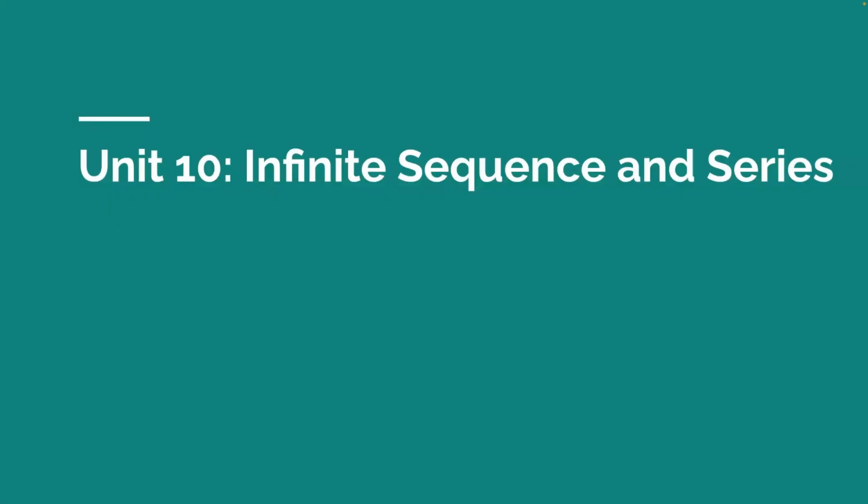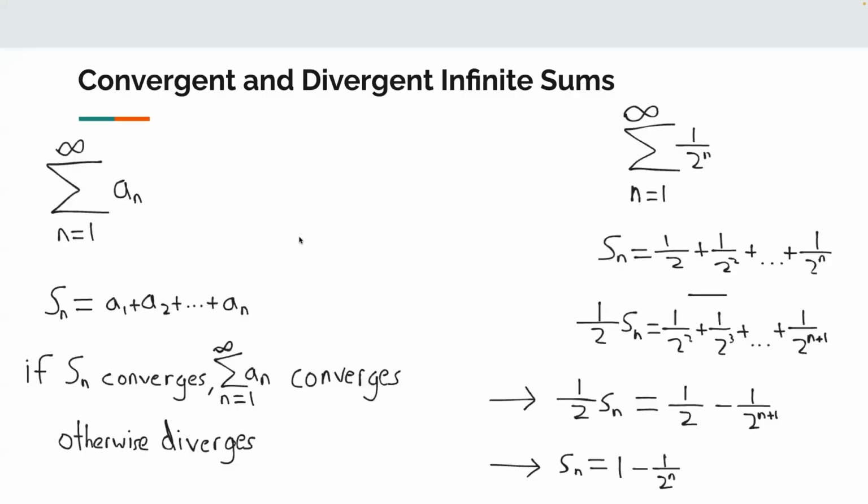Unit 10, infinite sequences and series. Okay, first we need to understand what convergent and divergent infinite sums are. Convergent means that the infinite sum of a series will converge to a certain value. This may seem hard to understand, but we'll go through it, and it'll make sense later. Divergent means it will not converge. It'll be infinity or negative infinity.